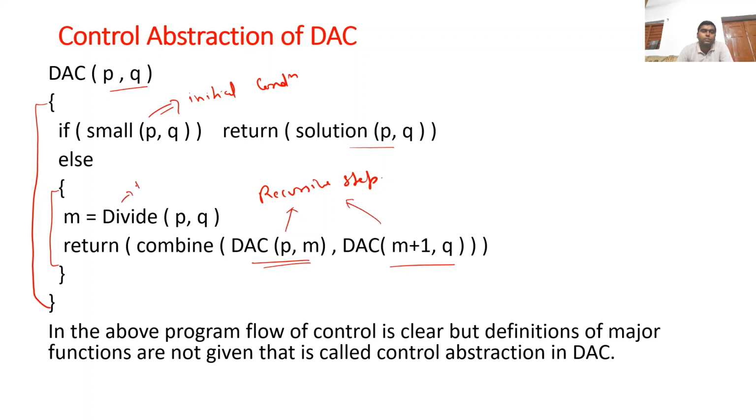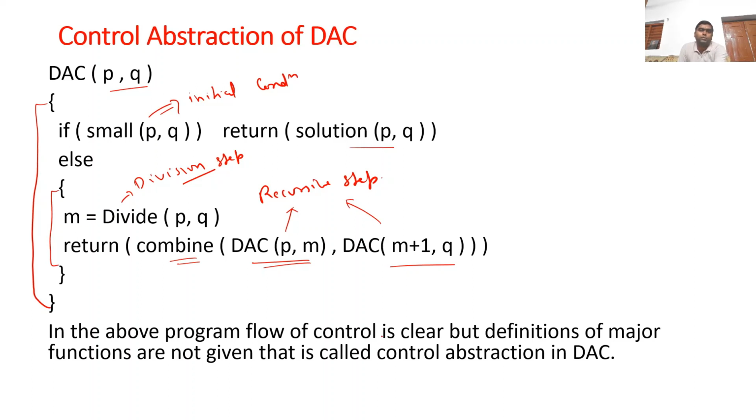And this is the division step. Finally, after getting the solutions, we combine them, and this is the combining and finally the return. So this is just a control abstraction, showing how things are going on. In the above program, the flow of control is clear, but the definitions of the major functions are not given. That's why it is called control abstraction in the divide and conquer strategy. I hope this is clear.